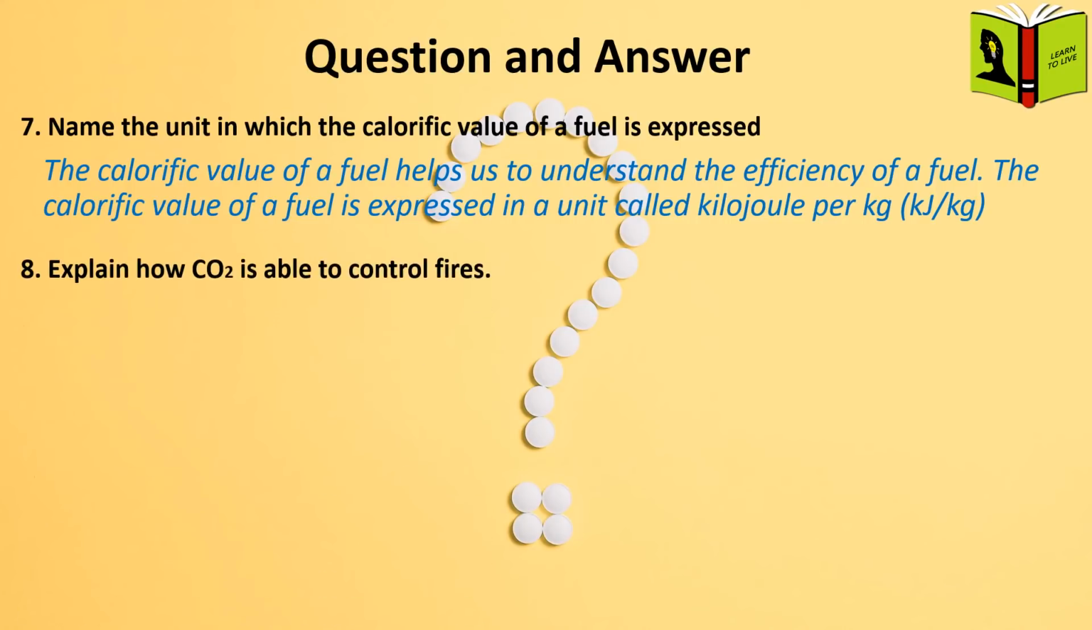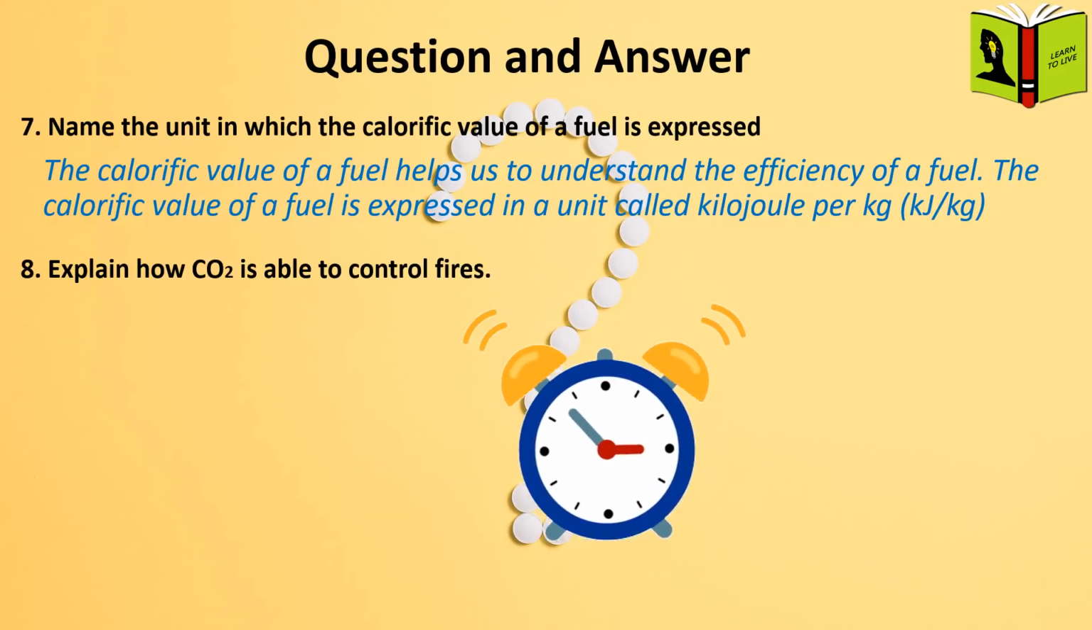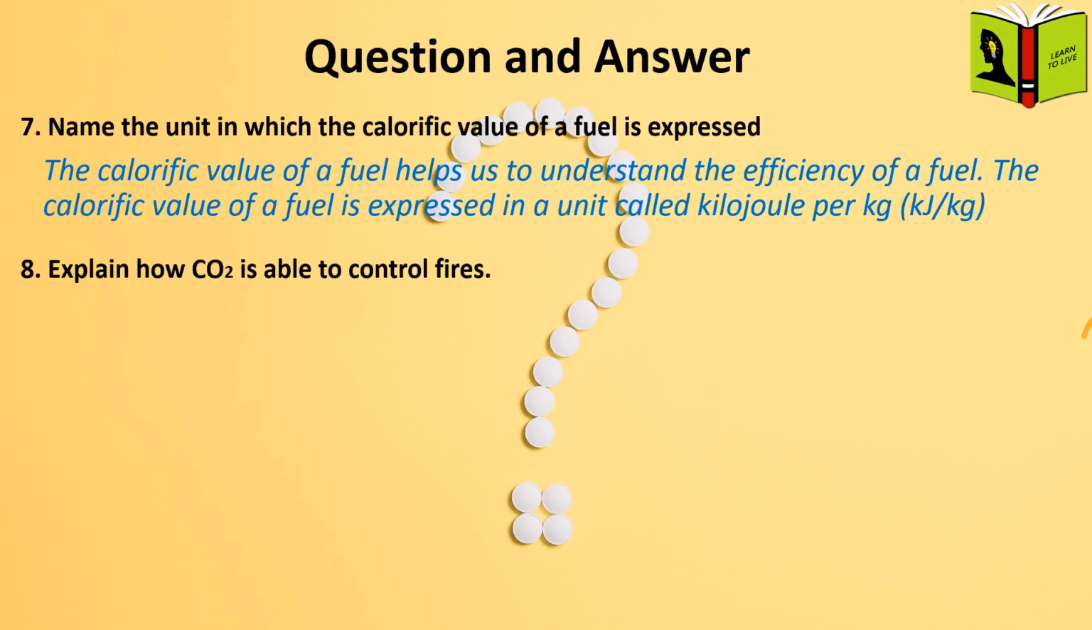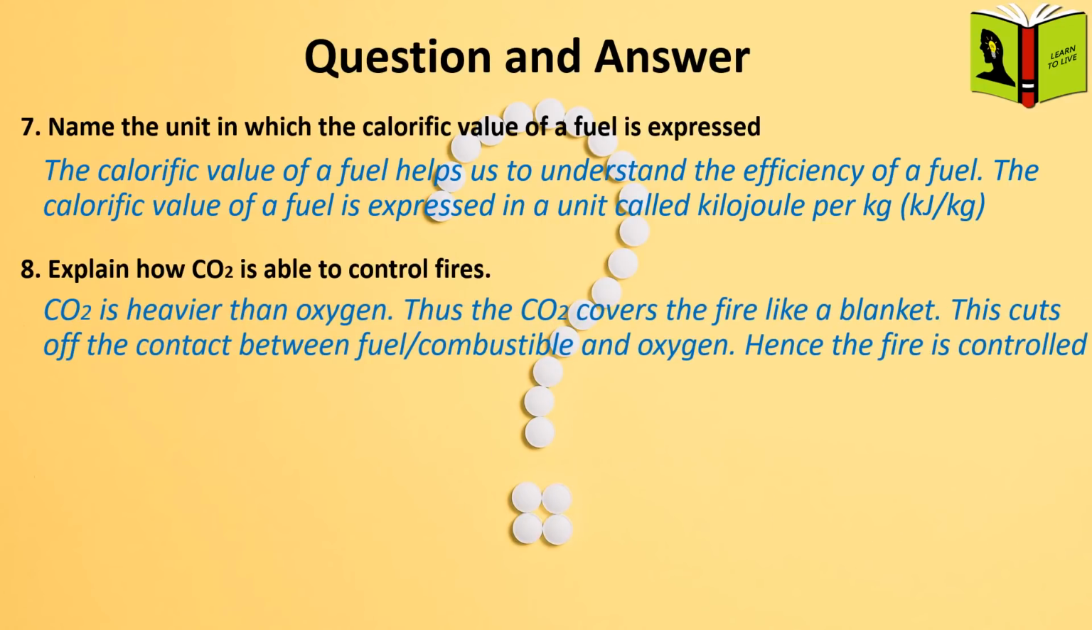Question 8. Explain how CO2 is able to control fires. CO2 is heavier than oxygen. Thus the CO2 covers the fire like a blanket. This cuts off the contact between fuel, combustible, and oxygen. Hence the fire is controlled.